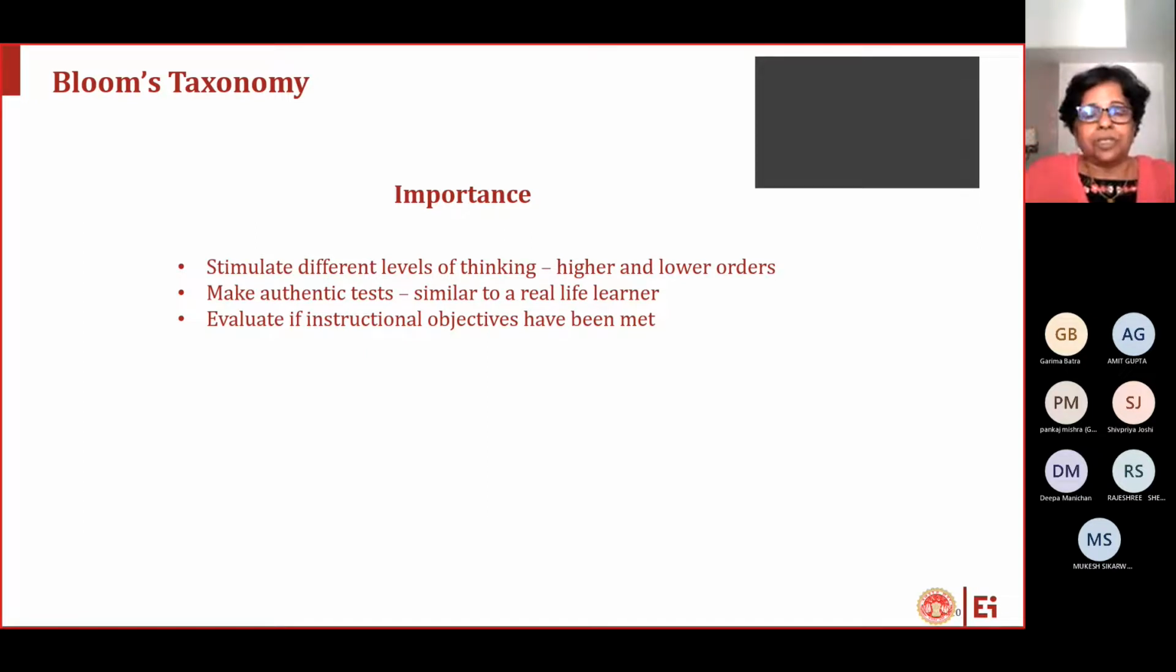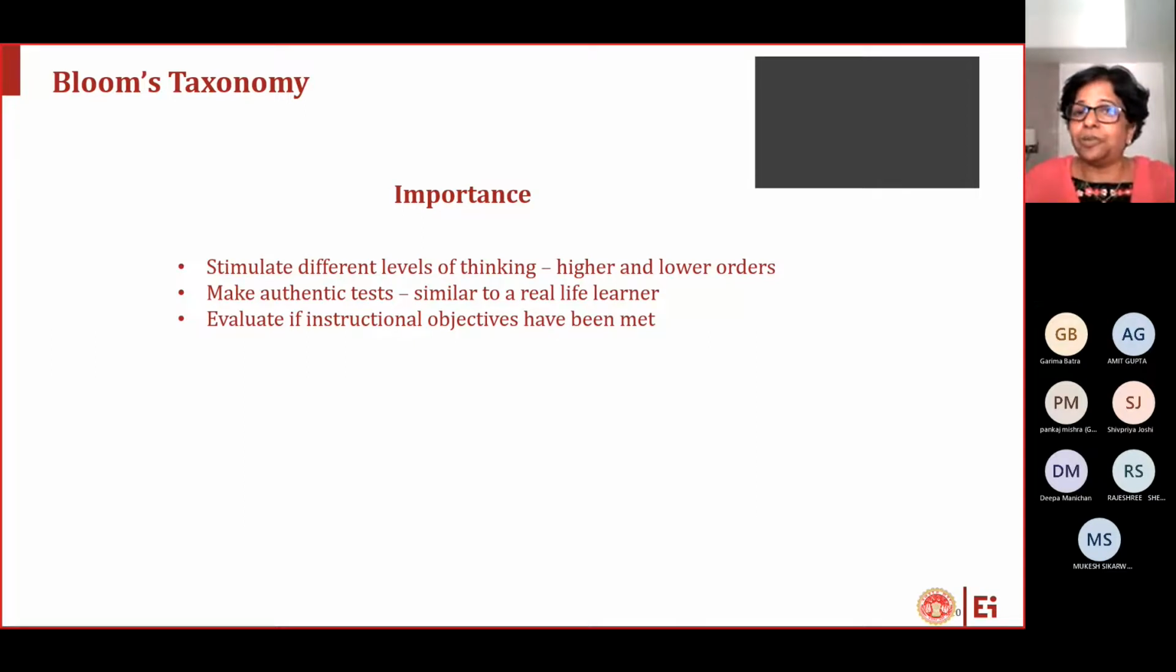Suppose you're teaching synonyms. You will teach them what the meaning of a synonym is. That will be a recall level. And at the understand level, you will be teaching them why synonyms are important. Right? So these kinds of instructional objectives also need to be checked. Your test can check whether these objectives have been met and if the children have achieved them. So the importance of Bloom's taxonomy lies in these three things: stimulating, authenticity, and evaluating your instructional objectives.